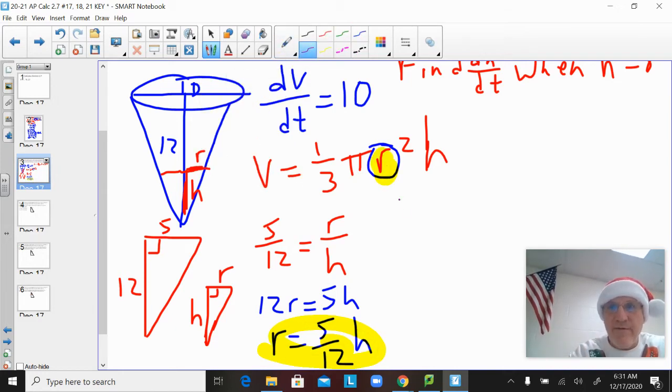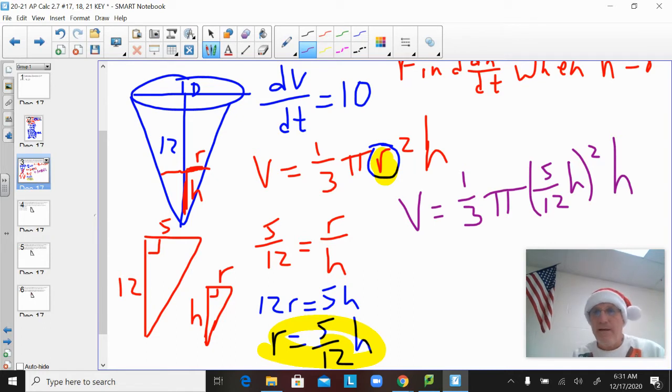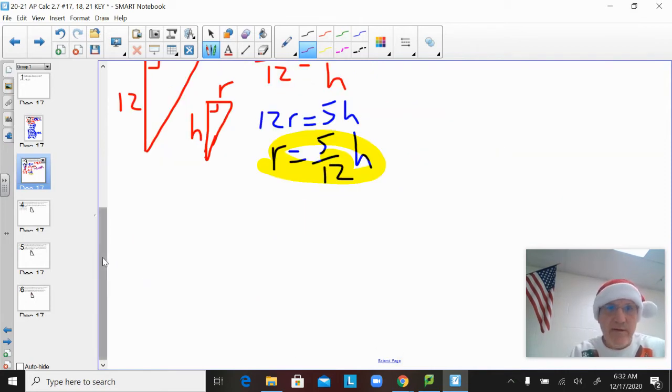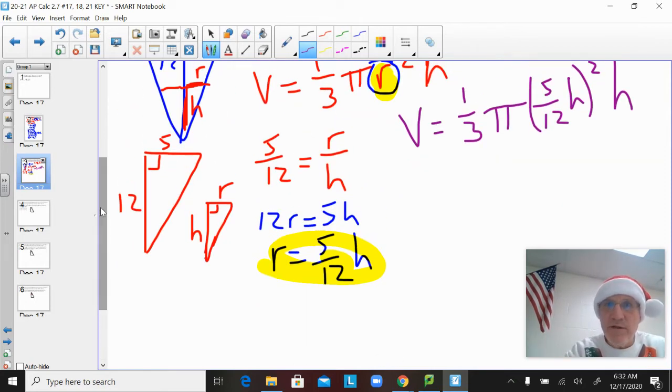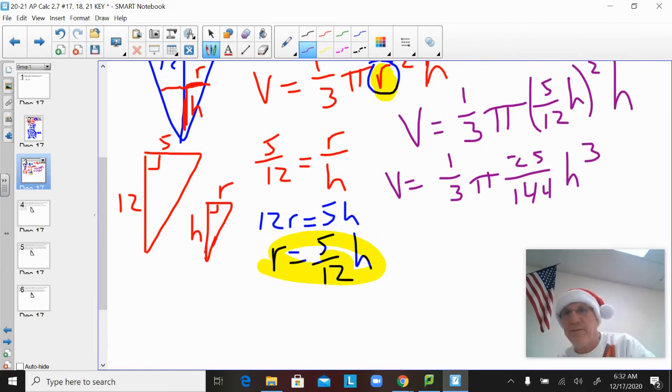So I will write this right here. We'll change to purple. I have V equals 1/3 pi. Instead of R squared, it is now 5/12 H squared times H. All right, now I can clean that up a little bit before taking the derivative. There we go. So this becomes V equals 1/3 pi. Well, 5/12 times itself is 25 over 144. And I'm going to have an H to the third because I have H squared times an H.